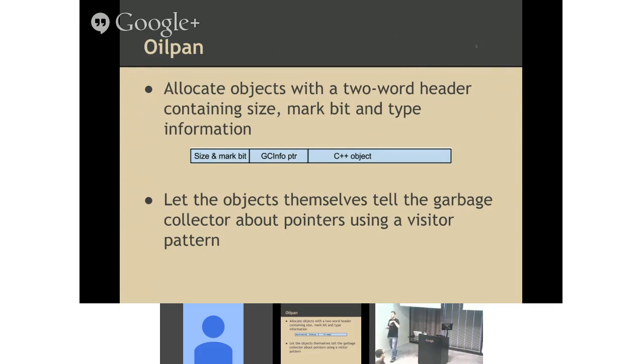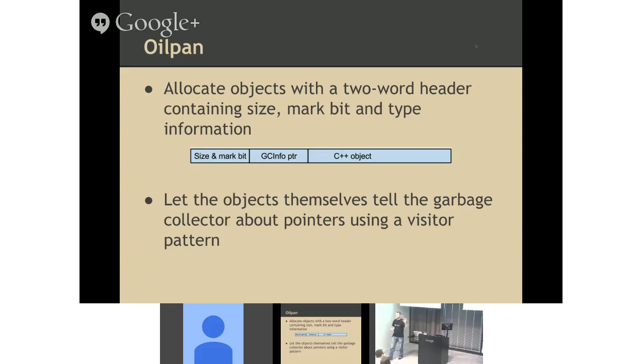Then the second word is some type information. I'll get back to that. There's a second word here. And then you have the C++ object. So right after the header, that's just a raw C++ object, the way that the C++ compiler decided to lay that out in memory for you. Okay. So that takes care of size and mark bit.